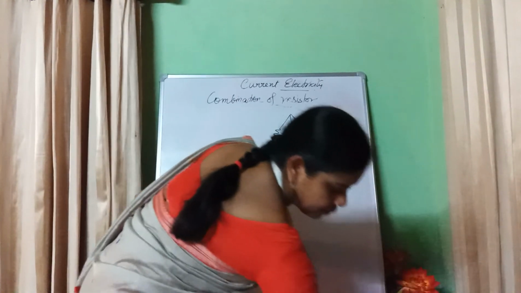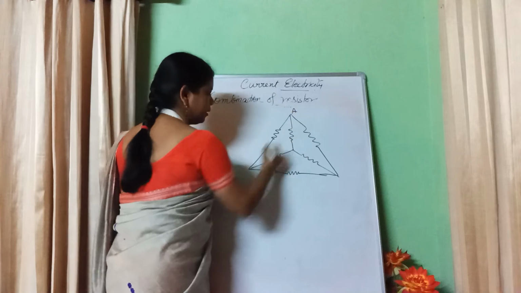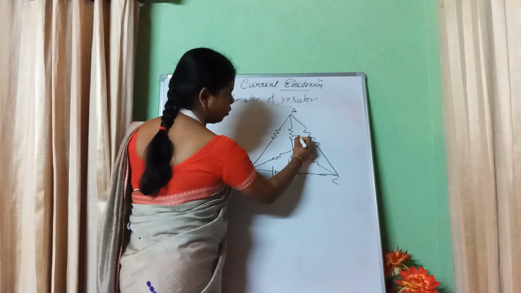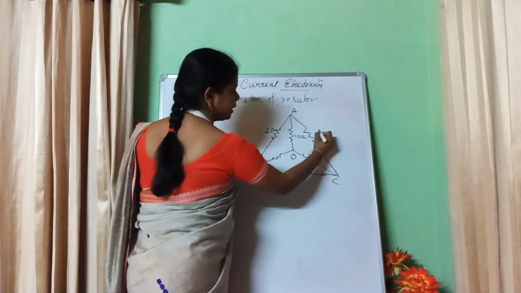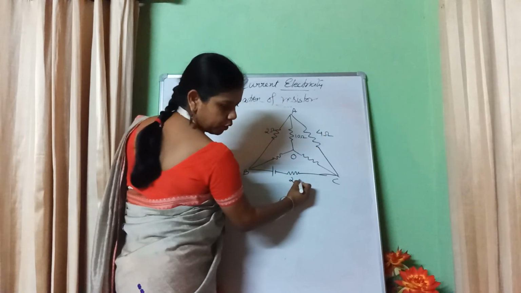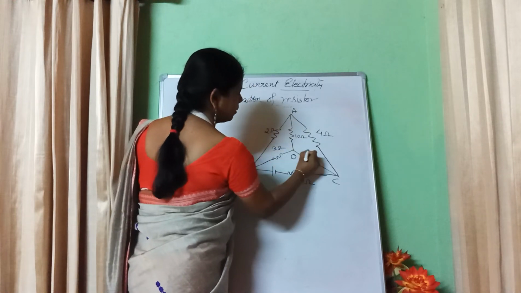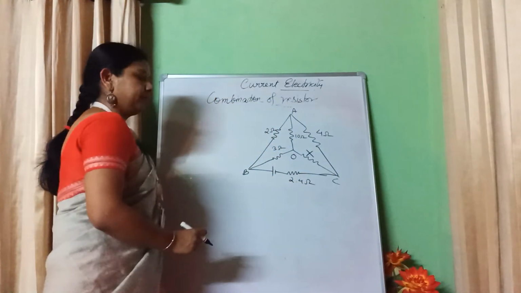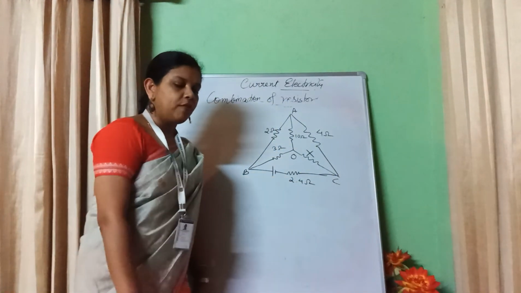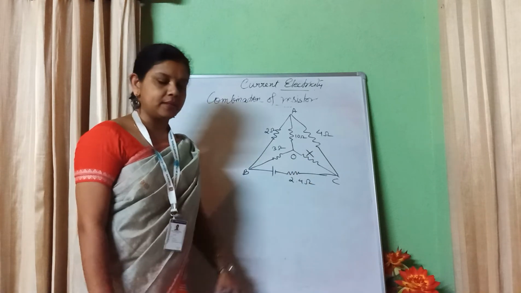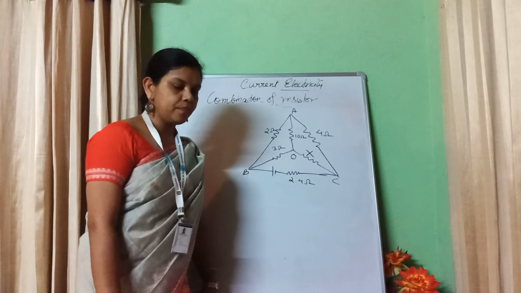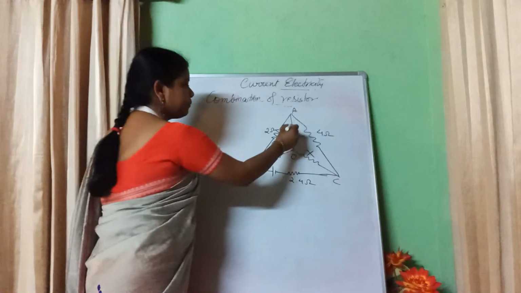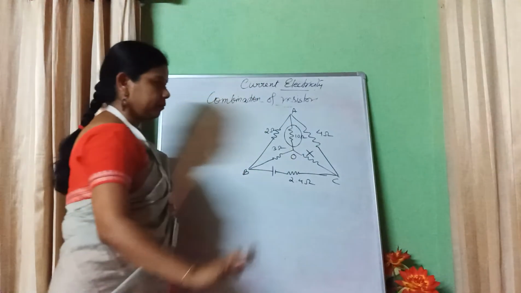There is A, B, C. This is my O. Then this is 10 ohm. This is 2 ohm. This is 4 ohm. This is 2.4 ohm. This is 3 ohm. This is not R, it's given as X. The value is not given. It's asked to find the value of the unknown resistance X in the given circuit if no current flows through AO, meaning no current is flowing through this part.